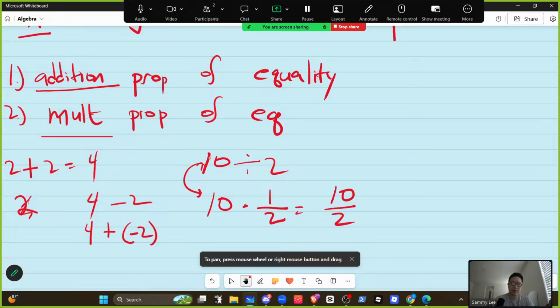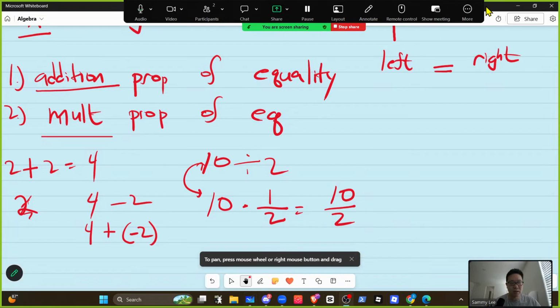So what the addition property of equality means is basically, here we have an equal sign. Whatever you add to the left side, you must also add to the right side to maintain equality. An equation means we have the same thing on the left side as the same thing on the right side. They must equal each other at all times. So if you do something to the left side, you must also do it to the right side. That's what the addition property of equality means.